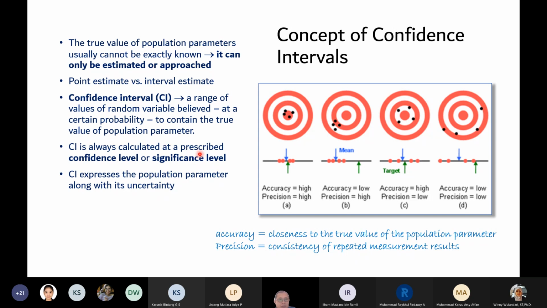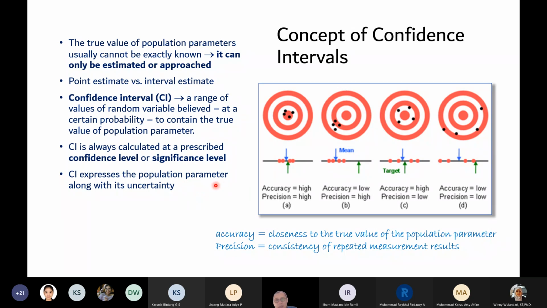CI is always calculated at a prescribed confidence level or significance level. Jadi, pada saat kita menghitung selang keyakinan, kita harus menetapkan dulu berapa tingkat keyakinan atau tingkat keberartian yang kita pilih. Oke. More on that later. Yeah. So when we report the value of a population parameter using CI, it means that we have expressed that parameter along with its uncertainty.